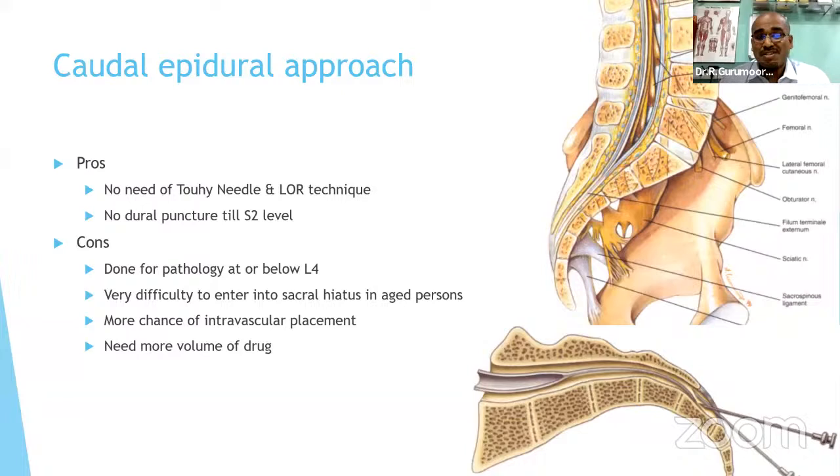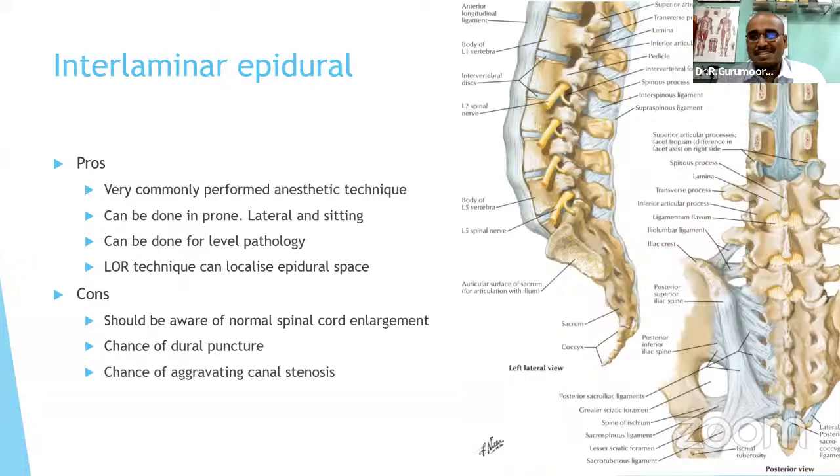Okay. So caudal, again, has no need of special needles, no need to worry about dural puncture, right? Coming to the interlaminar, it's very commonly done by anesthesiologists. Most anesthesiologists are very expert at doing this. The main advantage of interlaminar epidural is you can do it in any position except supine, right? So you can do it in prone, lateral and sitting posture. Those patients who are not able to lie down, you can make them sit and do the procedure. It can be done for any level pathology. The level doesn't matter. Even if it is L3, L4 or L2, L3, you can do it.